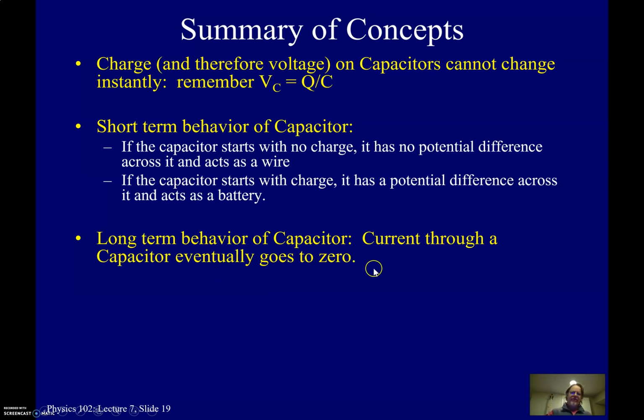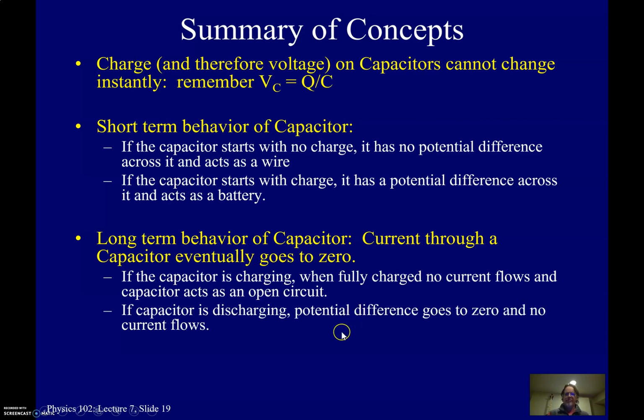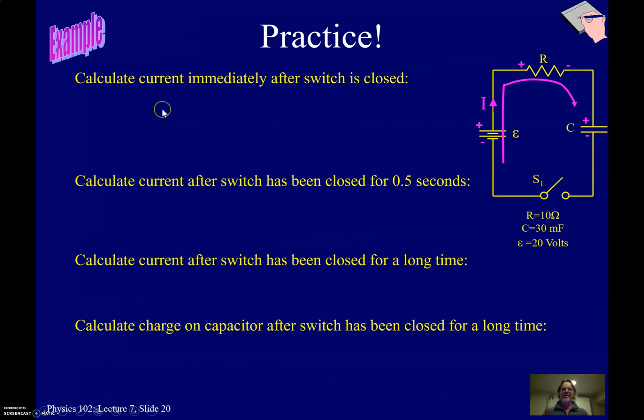The long-term behavior: current through a capacitor eventually goes to 0 as you're charging it up. If the capacitor is charging and fully charged, no more current can flow, and it acts as an open circuit. If a capacitor is discharging, potential difference goes to 0, and then finally no current will flow over time. In the intermediate behavior, that's when you have to mess with the time constant, the RC, because it's an exponential function. So calculate the current immediately after the switch is closed here.